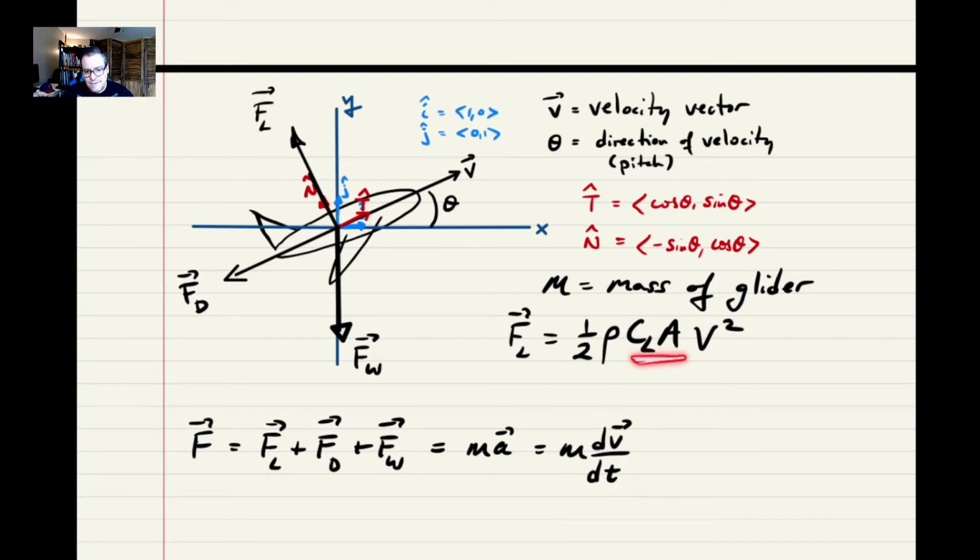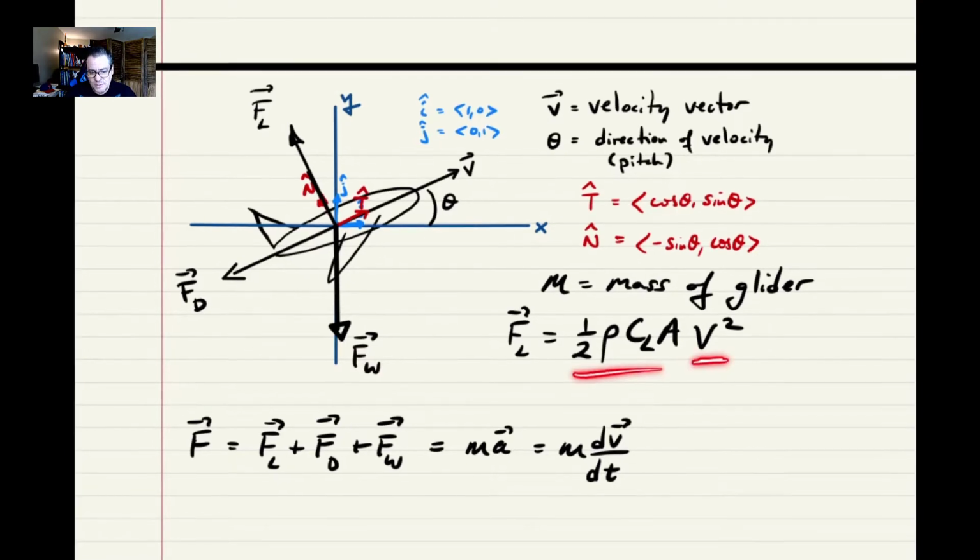Changing these values can be affected by the way in which the glider is oriented according to the airflow, but we'll take all of this to be a constant in this derivation here. So basically, the thing that really changes is the speed, and as the speed changes, that determines the lift.